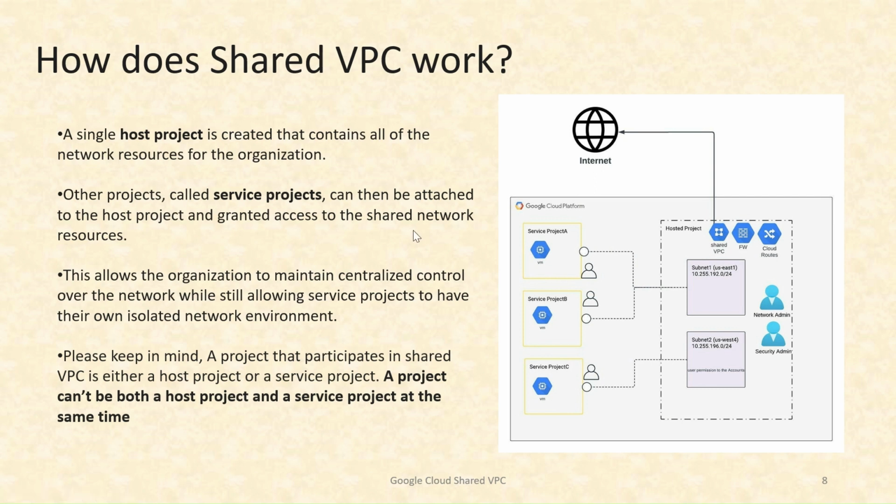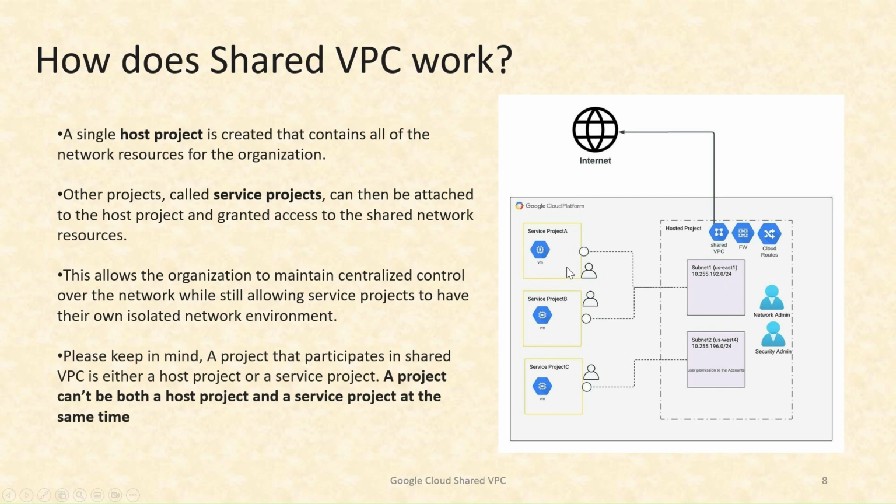So how does shared VPC work? Basically, a single host project is created that contains all of your network resources, and the other projects are called service projects that will be attached to your host project. Whatever subnets you create, you can share them with the service projects. If you don't want to share any subnet, you can keep it isolated, right? That is what shared VPC provides.